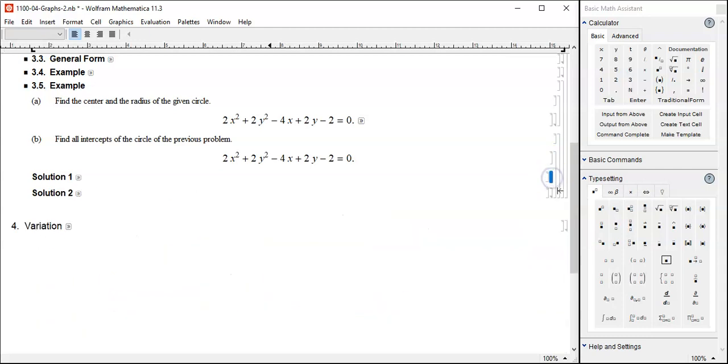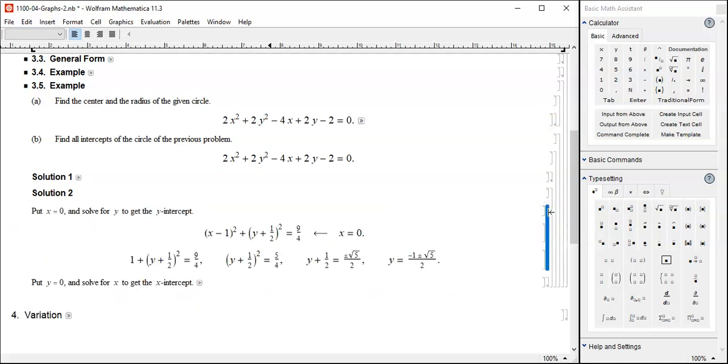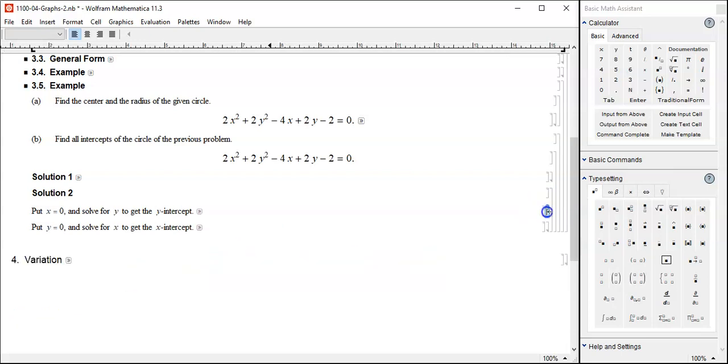Another way to handle the same thing is to use the standard form you just found. From here, plug in x equal to 0 and solve for y. So flip this one to the other side and take the square root. We get that. I don't know, to me, it's too complicated. The previous method is better.